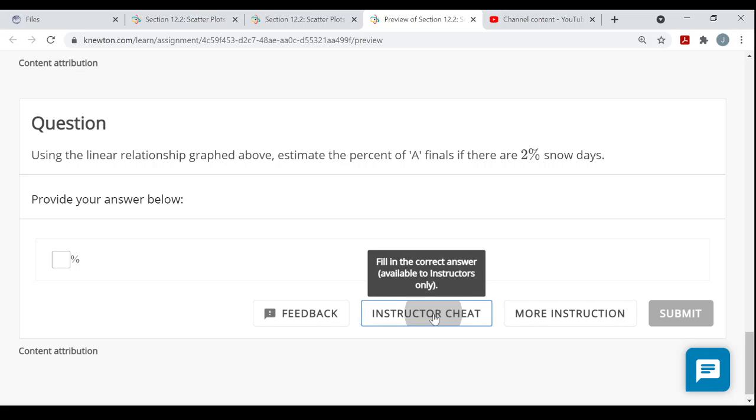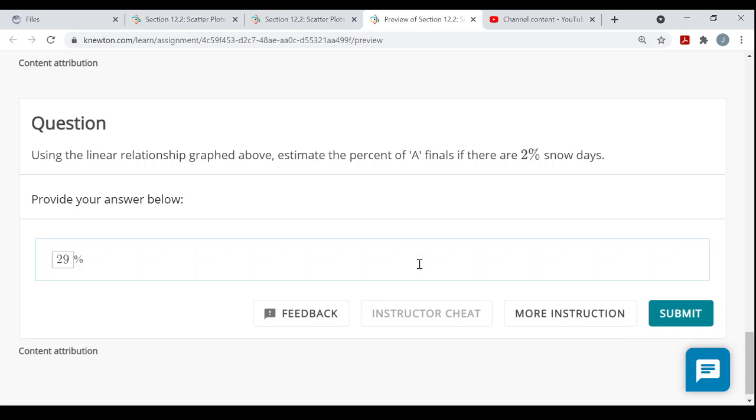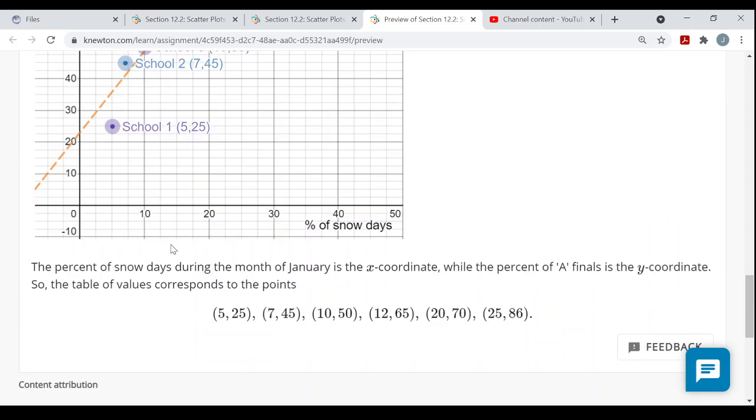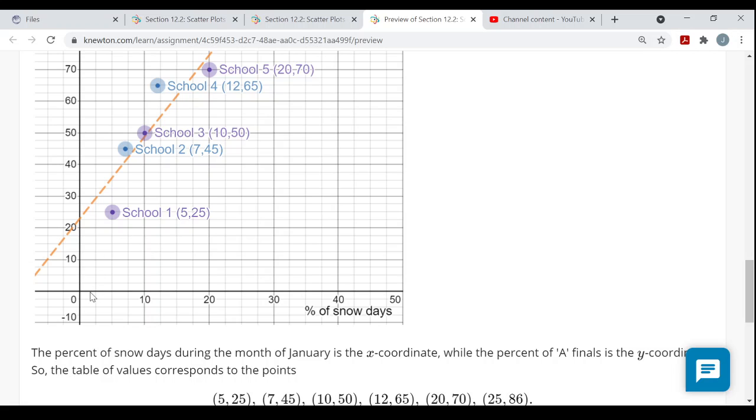Now let's see what they say here. 29. It's 2.5, so something close to that. I guess 2.5 would be close. Yeah, it's more near 30, I guess.